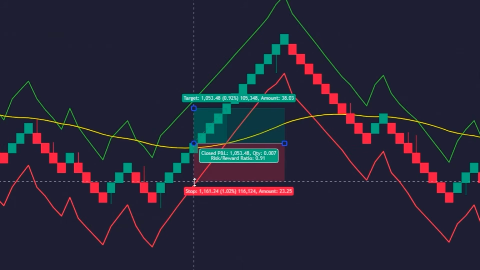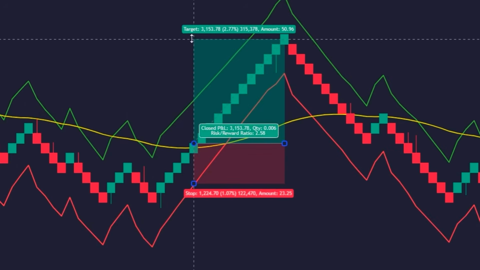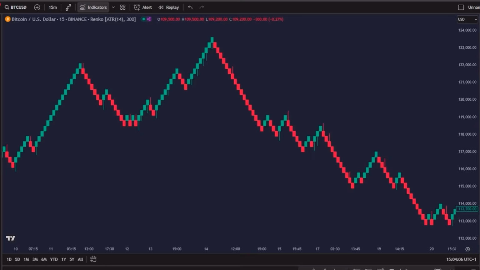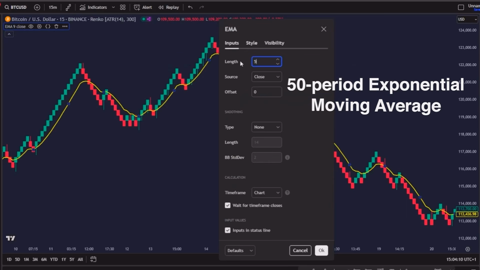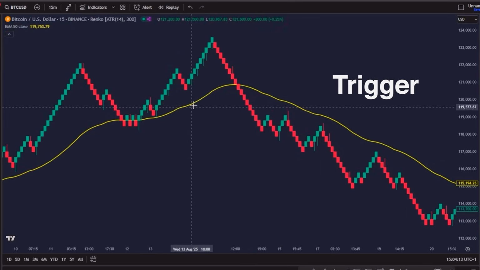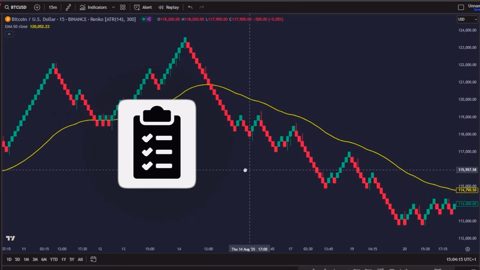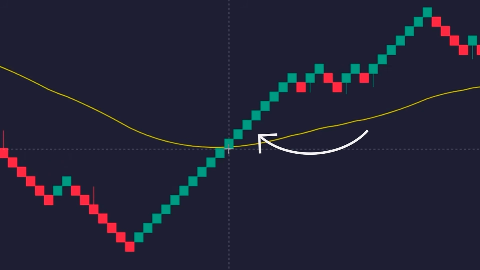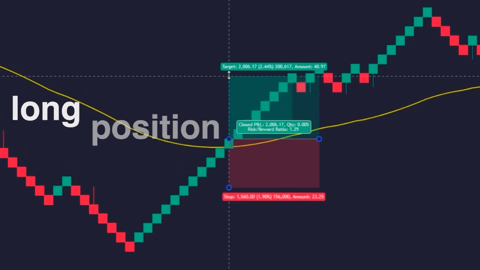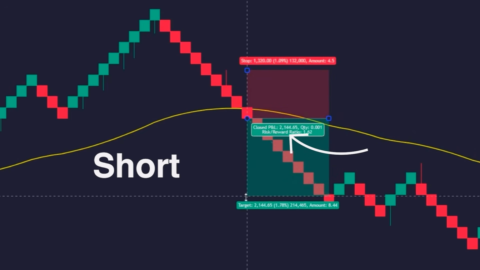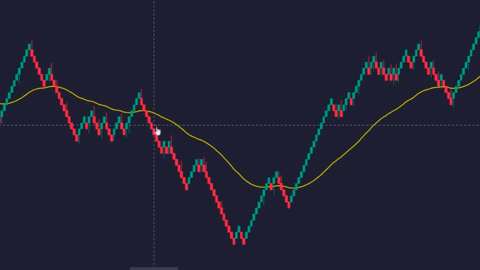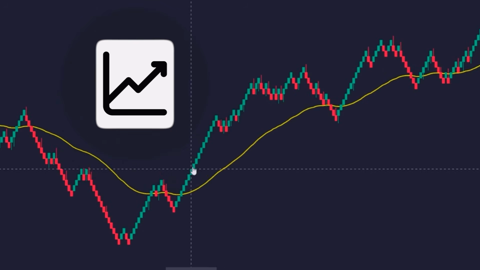The good news is that this is one of the simplest strategies you will ever see. It only uses two indicators. The first one is the 50-period exponential moving average, which acts as our trigger. The rule is simple: when the price crosses and closes above the EMA, we take a long position. When the price closes below this line, we take a short. This keeps us aligned with the main trend of the market.